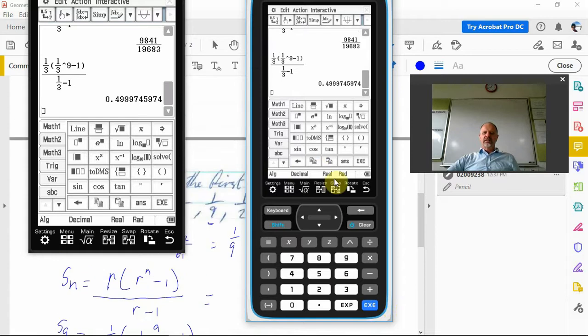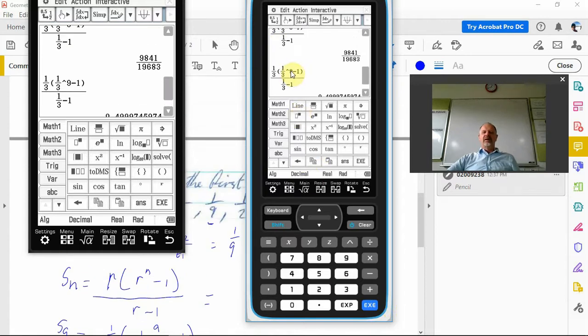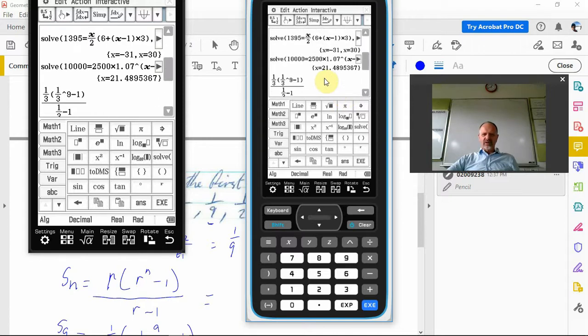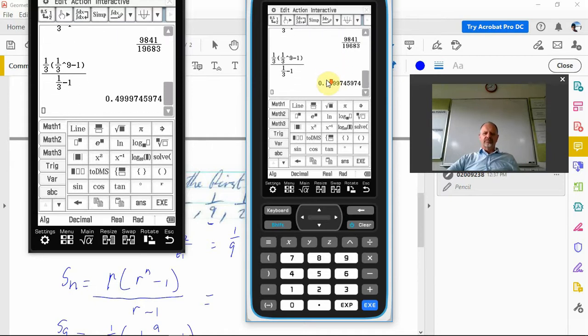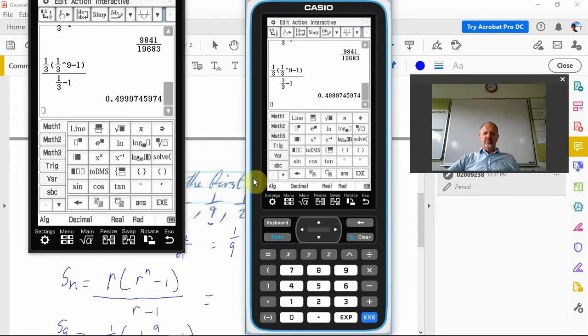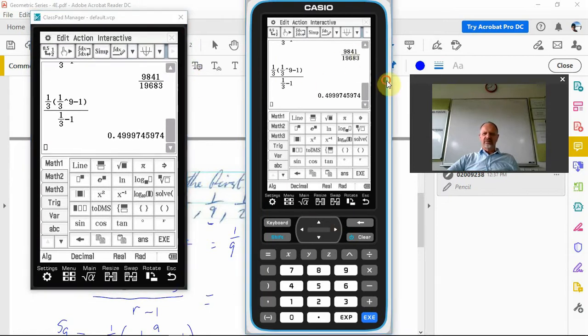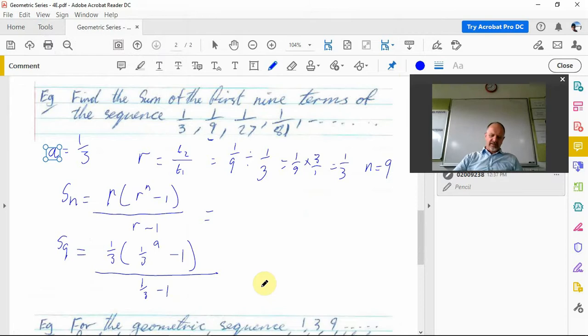So the thing I was concerned about here was the bracket, but because I don't have the bracket around the 9 minus 1, it's interpreting it correctly as 1/3 to the power of 9, then take 1, even though it looks a little bit messy. To be guided by the question, always give it as a fraction unless you're told otherwise, would be my rule of thumb. So that answer was 9841 over 19683.